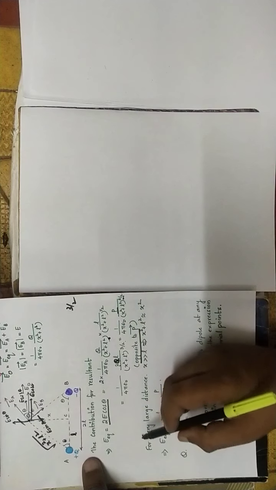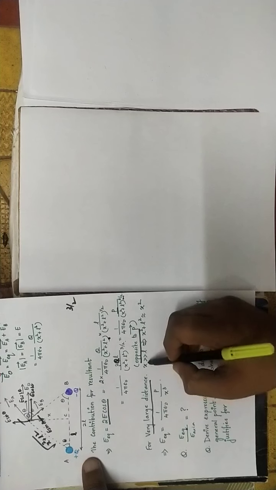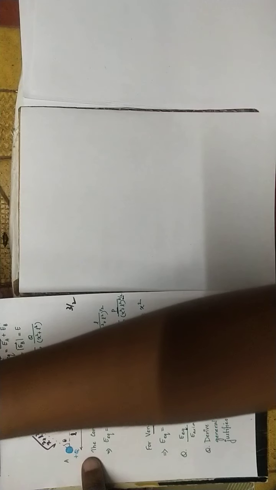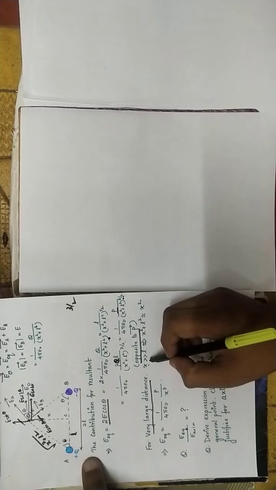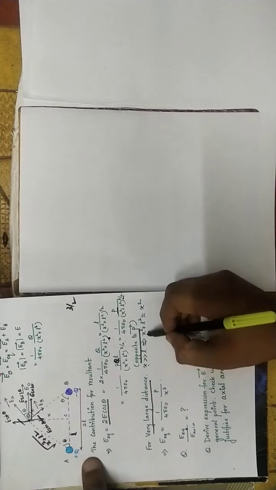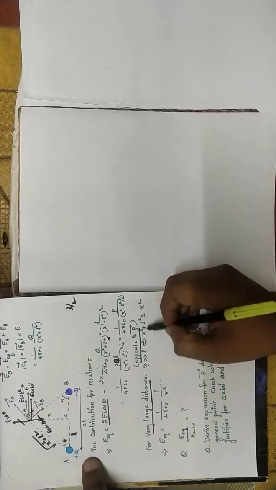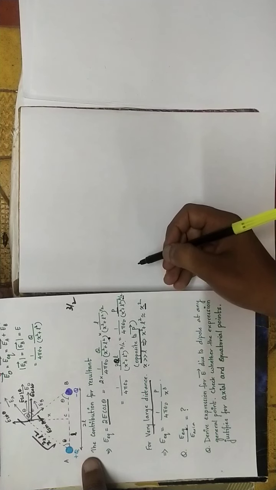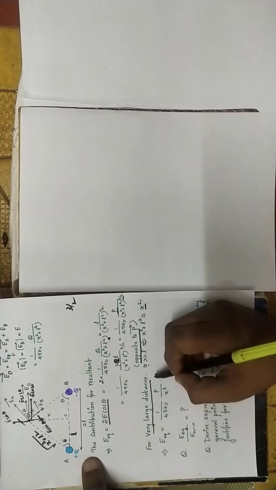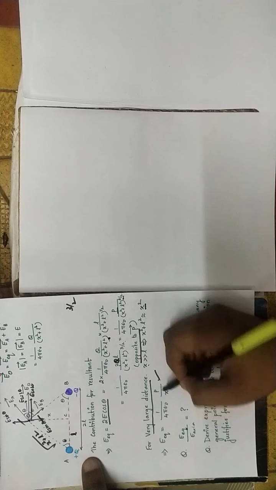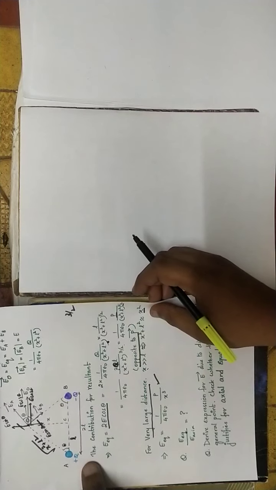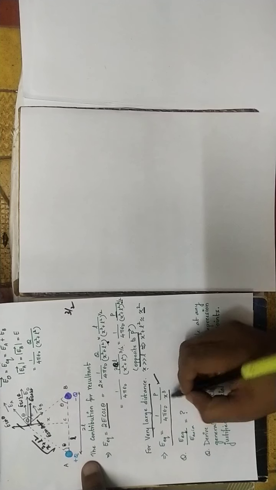Again we are going for an approximation. For very large distances the x value is going to be very far away, so x is going to be greater than L. Then in the denominator x square plus L square can be written simply as x square itself. Then you will end up with the expression 1 by 4 pi epsilon naught p by x cube. Okay, so this is an important formula.